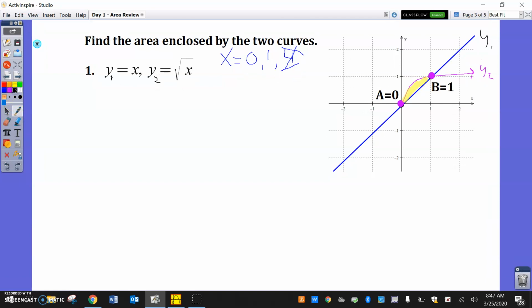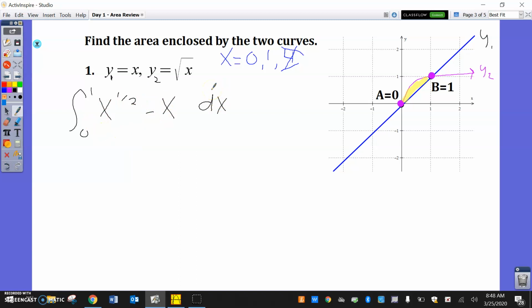Then from here, I can set up my integral. It's going to be from 0 to 1, from A to B. The smaller number is always going to be on the bottom. Then I'm going to do the equation of what's on top, which is y2, the square root curve. That is going to be x to the 1/2. I'm going to rewrite that square root with an exponent, so it'll be easier to do the antiderivative, minus the equation of what's on the bottom, which is the line, which is just x. And then dx. Remember, dx just means this is the derivative, so we have to do the antiderivative.